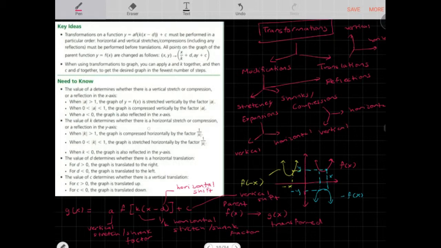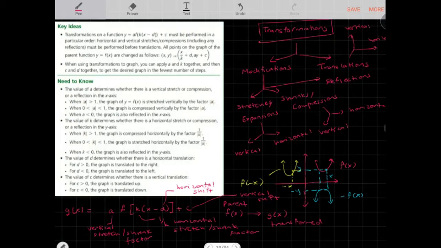The value of k determines whether there is a horizontal stretch or compression. When k is greater than 1, the graph is compressed horizontally by a factor of 1 over k. Compressed horizontally means that we're shrinking it horizontally, so the shape of the curve will get longer and narrower. And when k is a fraction, the graph is stretched horizontally by 1 over k. When k is less than 0, the graph is also reflected in the y-axis.